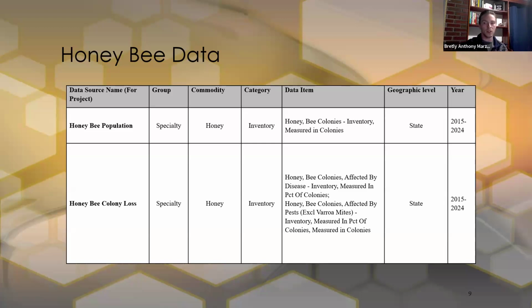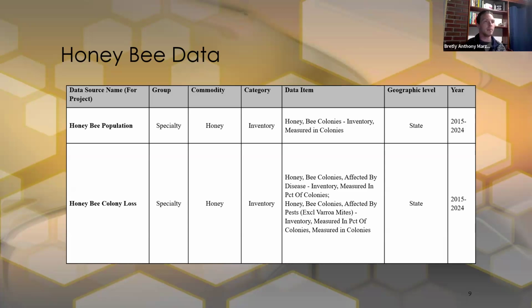It's also a voluntary survey. It's not mandated in any regards, so there can still be gaps in data there. But all the data from this survey is mainly for operations with 5 or more colonies, and it's all stored in NASS's Quick Stats data. So the chart that you're seeing on the screen now is all the information that was entered into that Quick Stats database to return the data that I used for this study. And it came back in a tabular format, which I'll discuss later on how that works with the project.